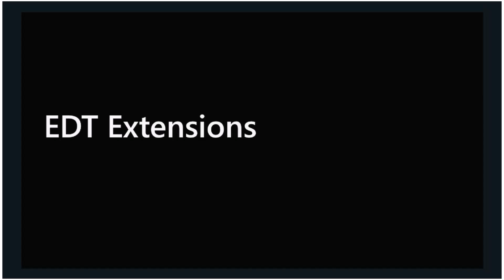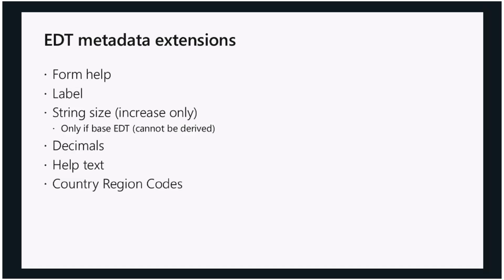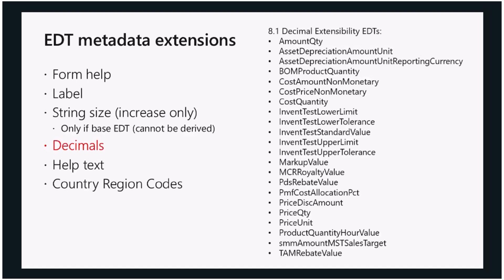So EDTs are also extensible in Dynamics 365 for finance and operations. EDTs support a limited number of metadata property extensions. The primary reason most people extend EDTs is to increase the string size of a field. Now we also have the ability to change the number of decimals for real types. However, this is only supported for a fixed number of EDTs. From the Microsoft side, we need to ensure the code consuming these EDTs can handle the arbitrary number of decimals. As of release 8.1, this is the list of EDTs that support extensible number of decimals. We will be adding additional EDTs based on customer feedback.